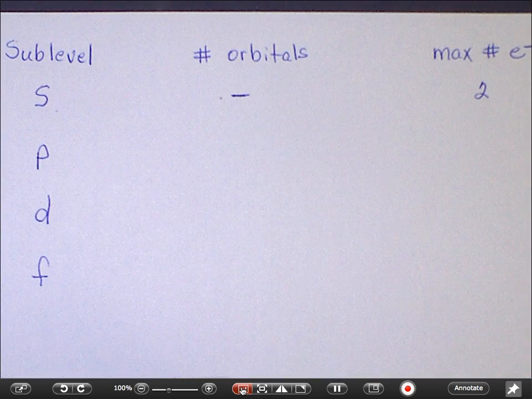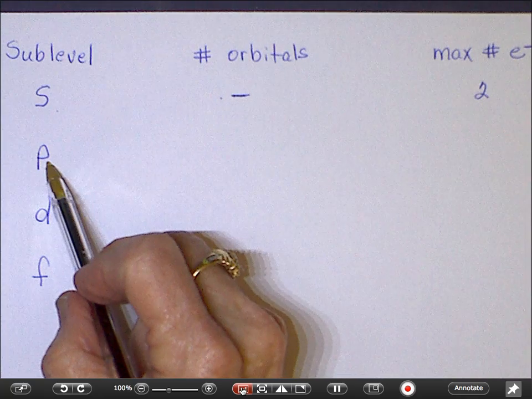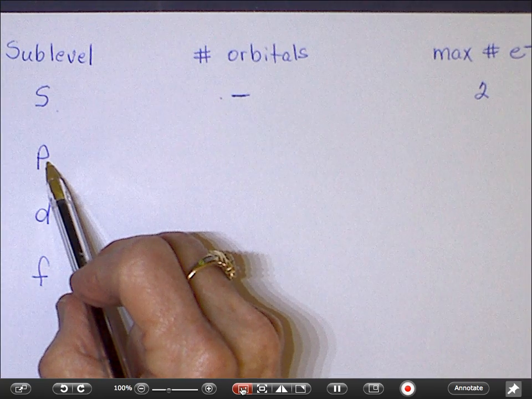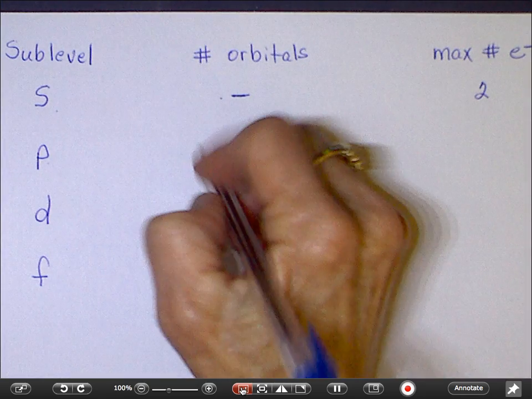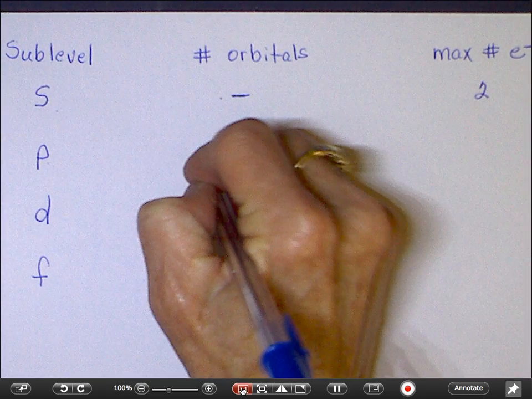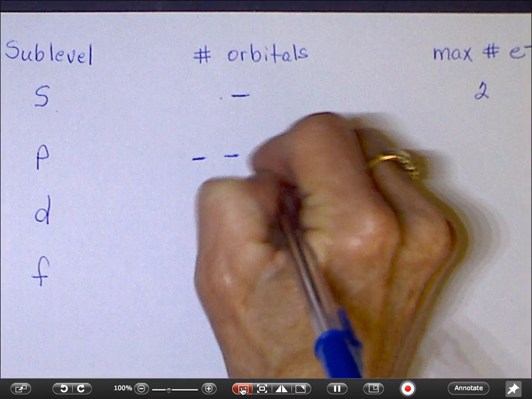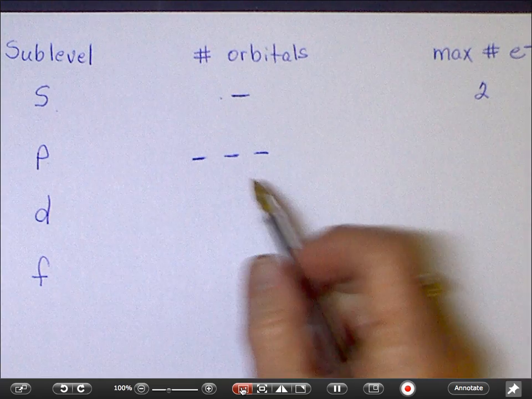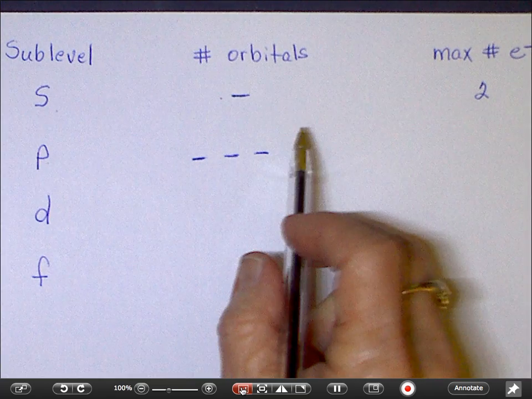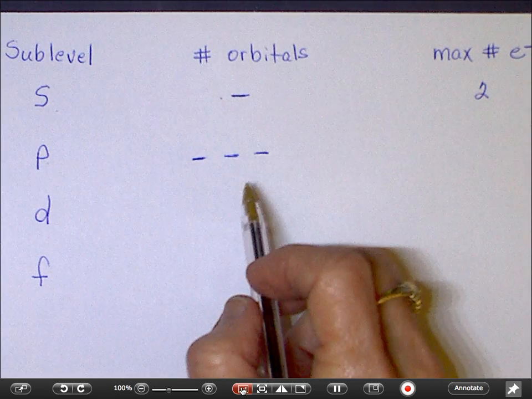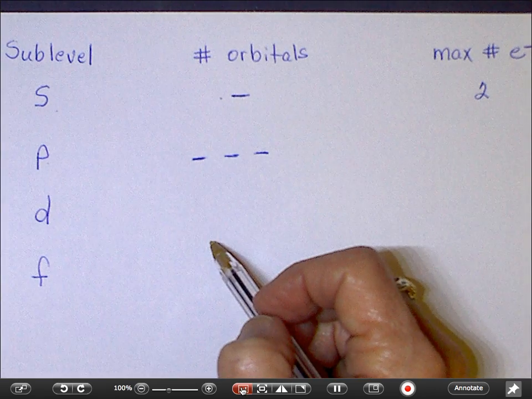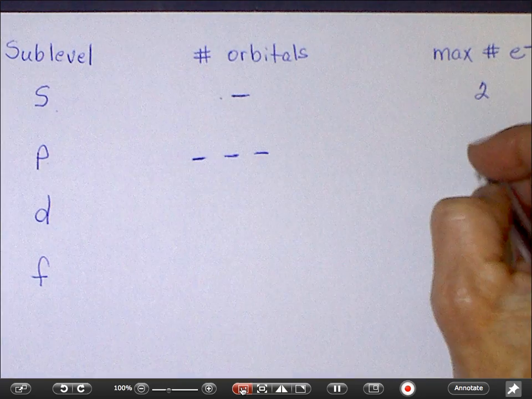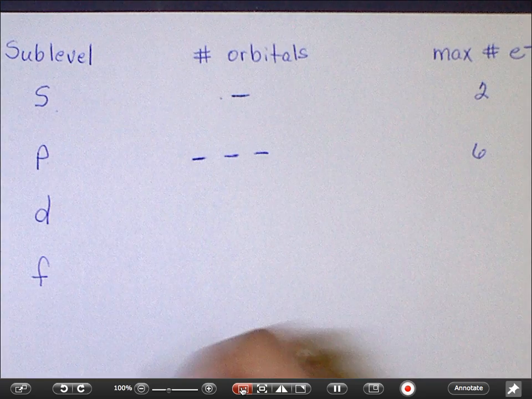How many orbitals did we draw for P? 3. Remember, we went odd numbers, kids. 1, 3, 5, 7. Exactly. Odd numbers. There's a reason I tell you that. So 3 orbitals times 2, because each orbital can only hold how many? 2. 2 times 3 is a total of 6.